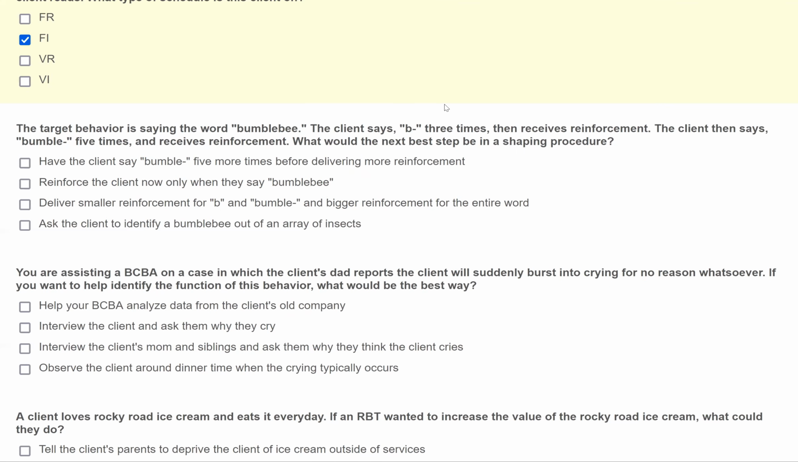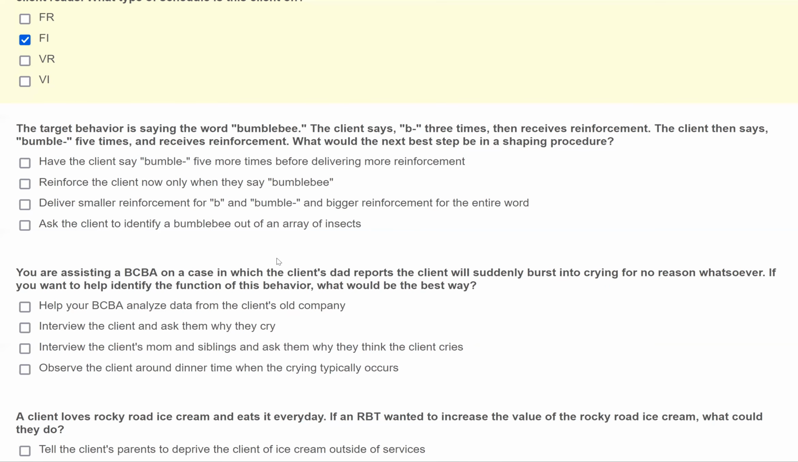Okay, good. We've got buh, our first approximation. We've got bumble, second approximation. And now we're only going to reinforce for our final terminal behavior, bumblebee. Now, let's say they still can't say bumblebee. We're trying to shape at least above bumble. So far, B is our best answer. Let's look at C. Deliver smaller reinforcement for buh and bumble and bigger reinforcement for the entire word.